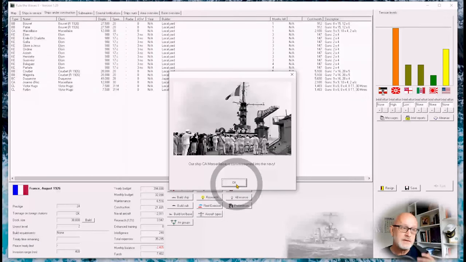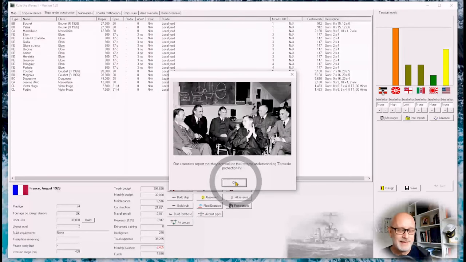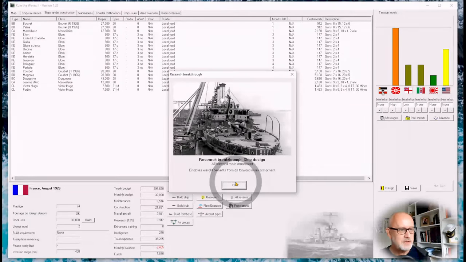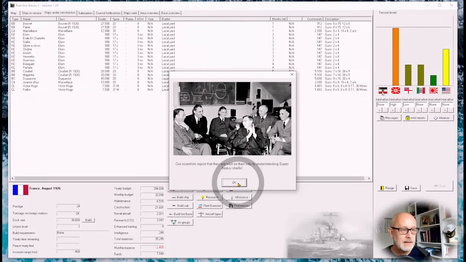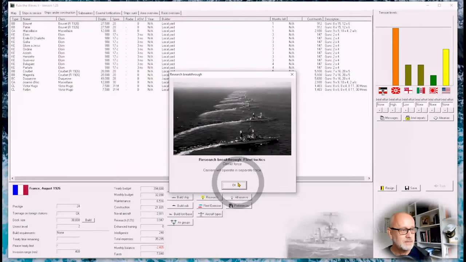And September. So the Marseillaise is in commission. Hooray! And the first of our reconditioned battleships, and the second one. Well, that's going to help things a lot. And we're near to torpedo protection, which is great. All forward armament tech, loving that. And they are on the way to understanding super heavy shells too.